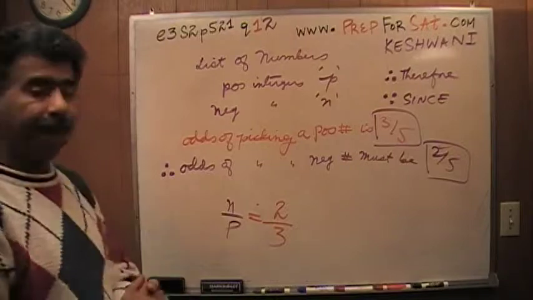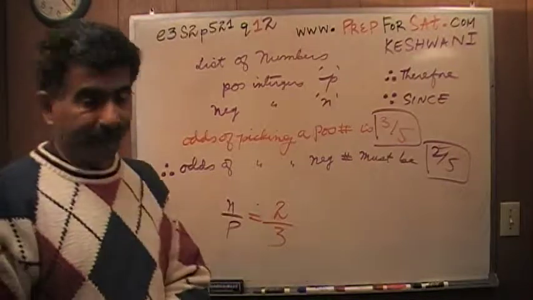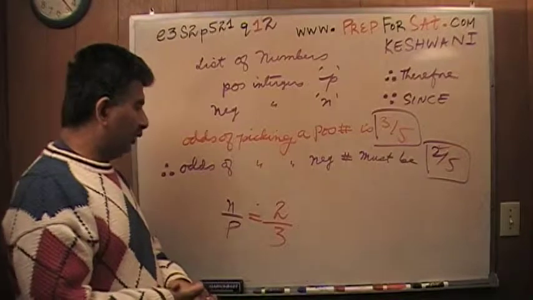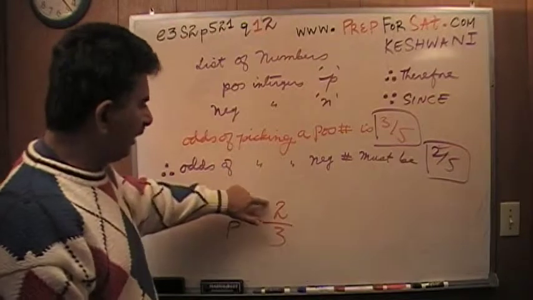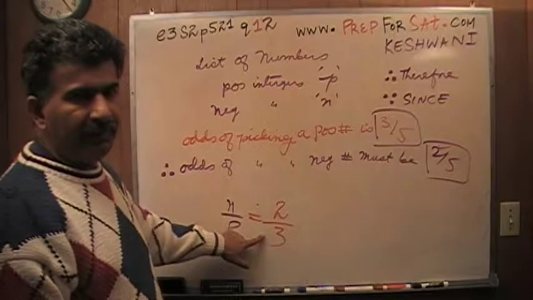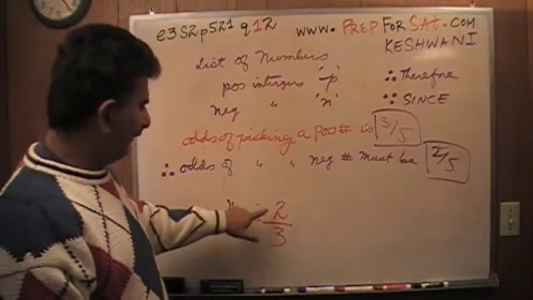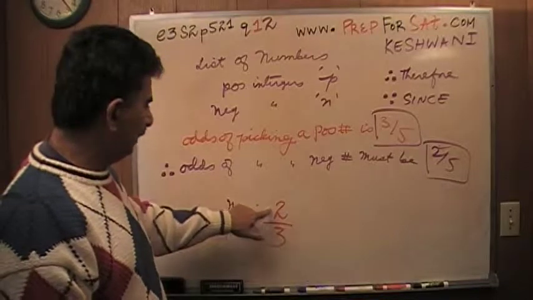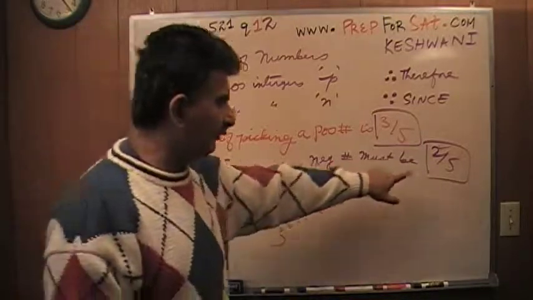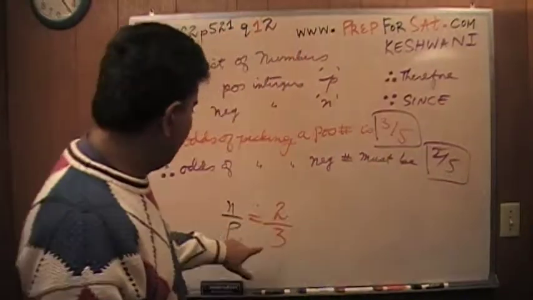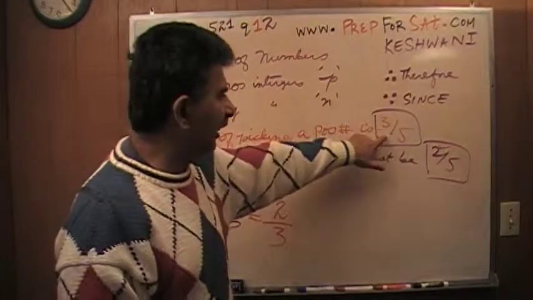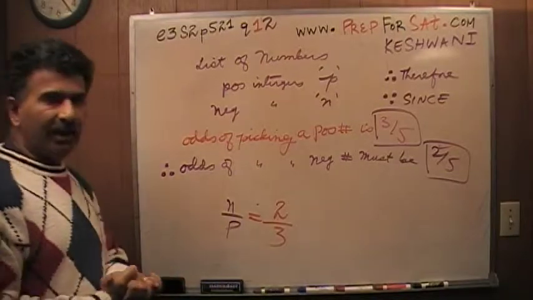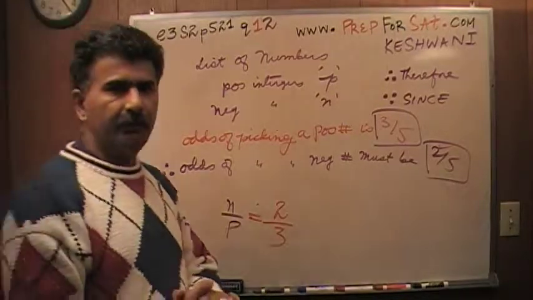There's nothing to it. I'm done. The ratio of negative number to positive number has to be 2 to 3. Why? Because for every 2 negative numbers, we have to have 3 positive numbers. And the reason why we have to have 3 positive numbers for every 2 negative numbers is because we are told that the odds of picking a negative number is 2/5, 2 out of every 5, and odds of picking a positive number is 3/5, 3 out of every 5. That's all there was.